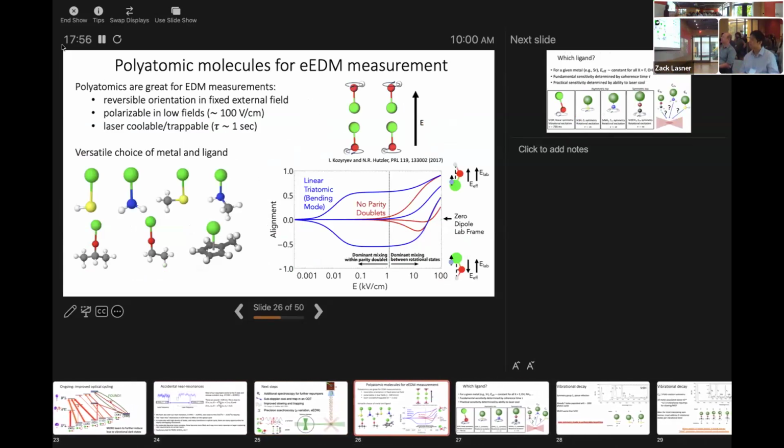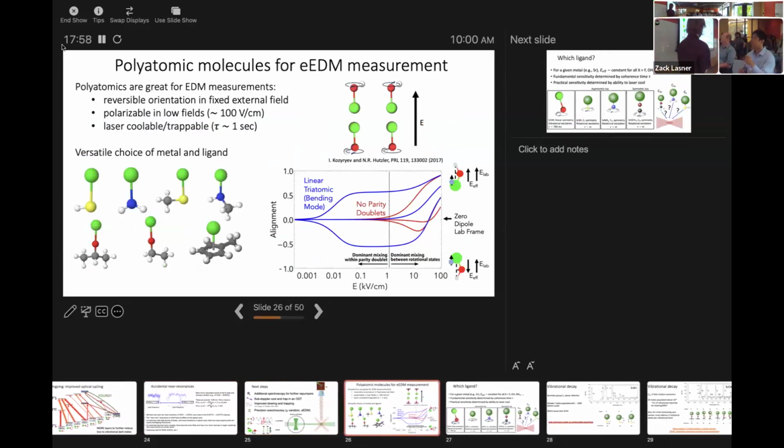I want to really quickly talk about some more speculative things that we're starting to nail down, which are especially relevant to the electron EDM application that John and Nick have both mentioned. So polyatomic molecules are great because they allow you to orient the molecule in an external field, polarize it at really low fields, and still retain the ability to laser cool and trap the molecule. And there's this idea that in principle, it doesn't really matter what you stick on to the end here, but probably no one in this room believes that, so we wanted to investigate it.